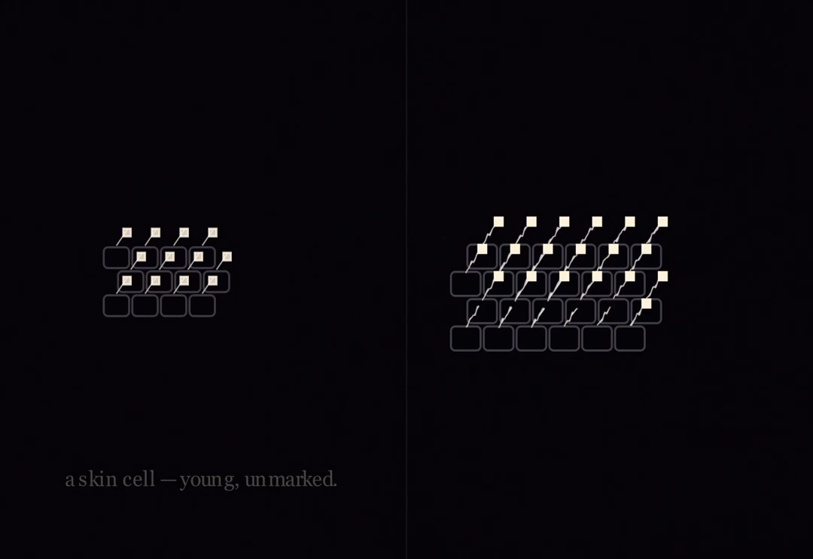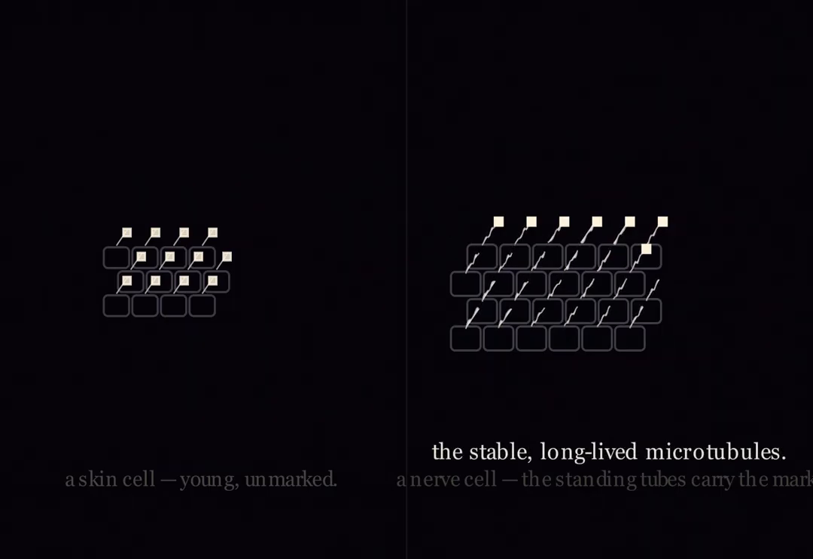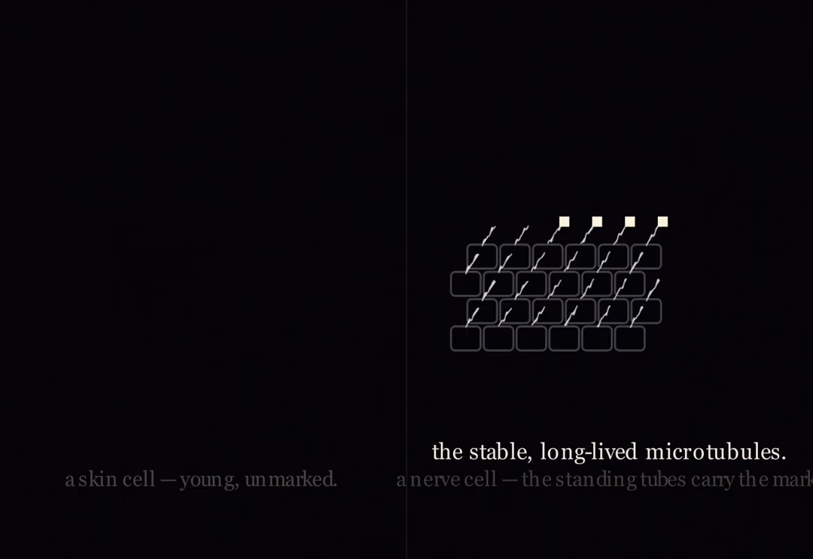The clipped mark is, by mechanism, the property of old tubes. The tubes that stand longest are called the stable, long-lived microtubules, and long-lived is the honest word, because what makes them survive is a story of its own, and it arrives 2 chapters from now. One more turn, and the clock is complete. The mark lasts exactly as long as the wall.